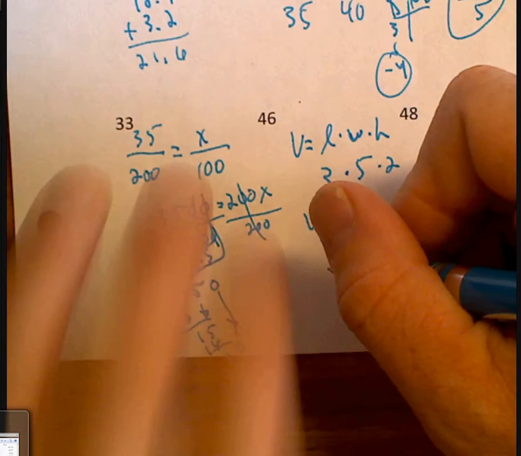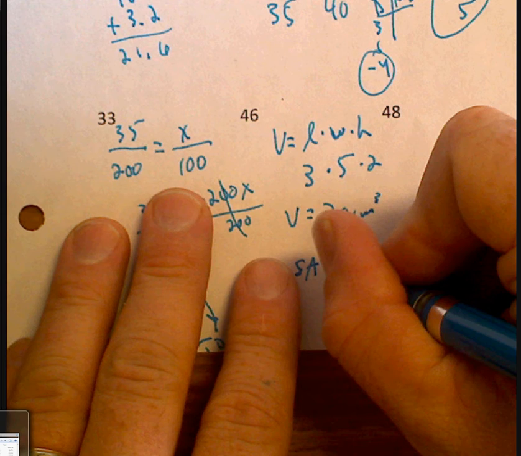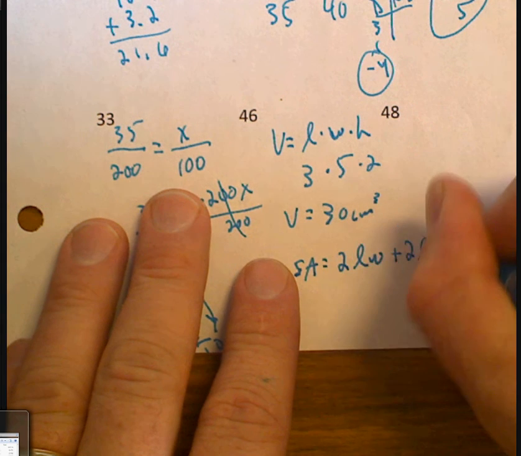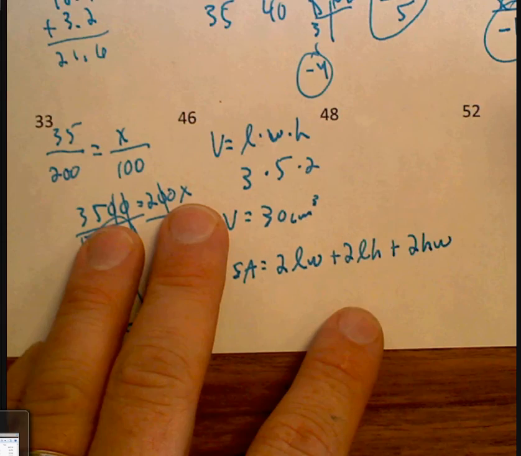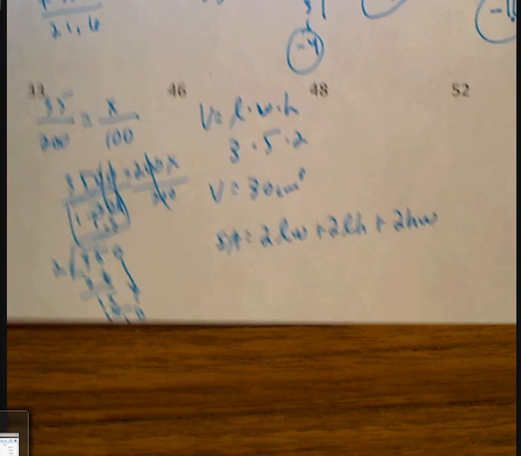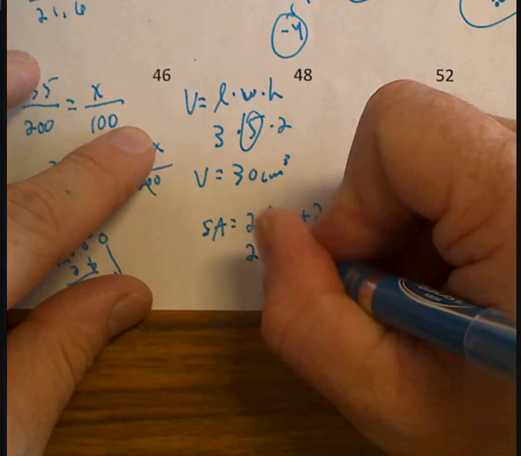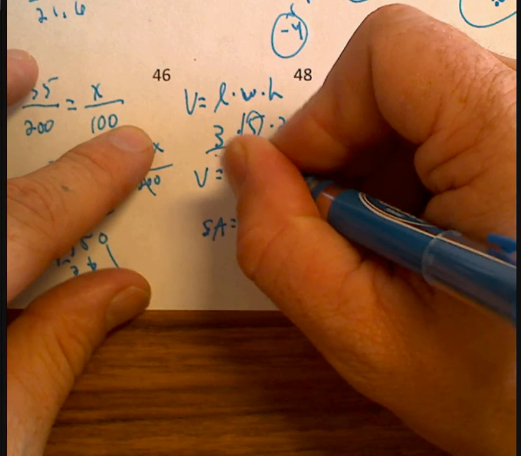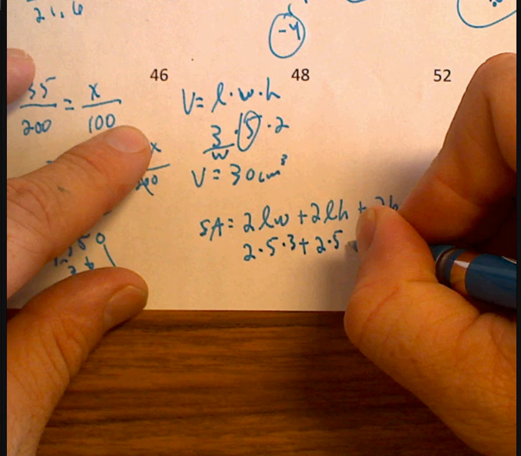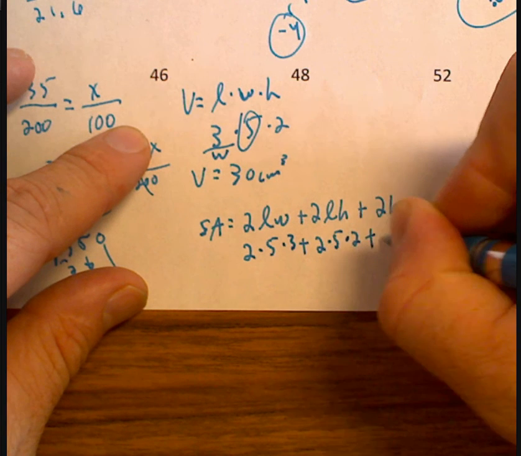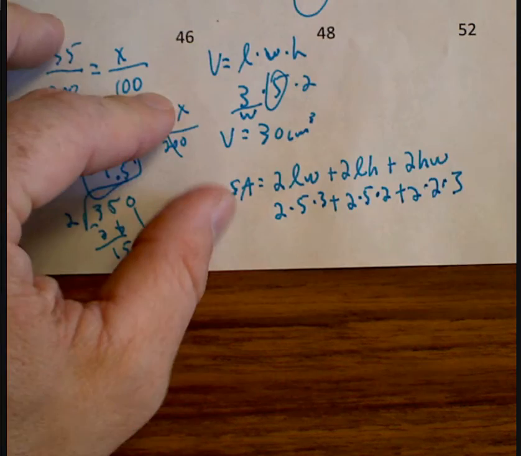My surface area would be 2 length width plus 2 length height plus 2 height width. Your variables might be slightly different, but it's the same thing. So I'm going to let my length be 5. So 2 times 5, I'm going to let my width be 3. So this will be my width. So then 2 times my length is 5, my height is 2. So 2 times my height was 2 and my width was 3. So it doesn't matter as long as you get the same answer I get.